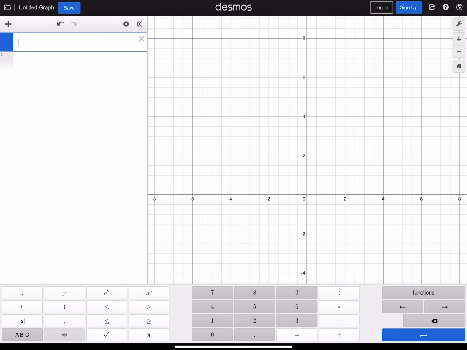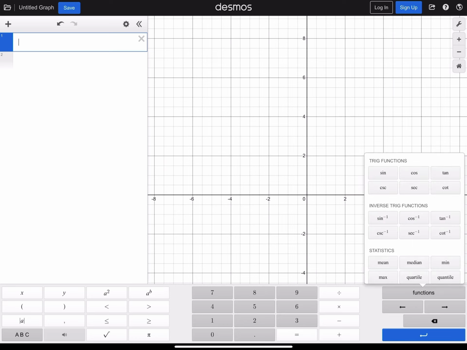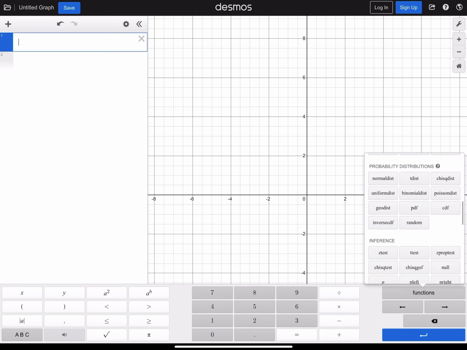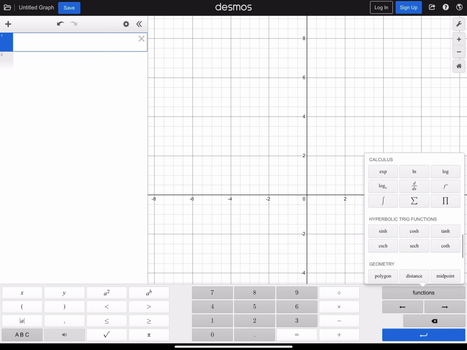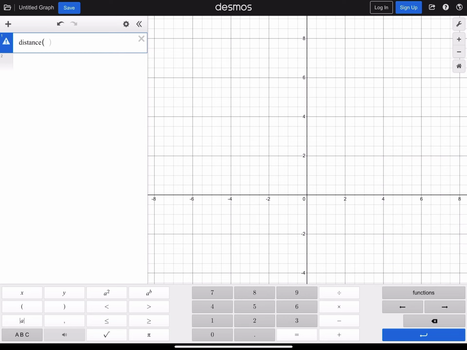A last couple of formulas that can be very helpful, especially when we're dealing with circles, would be distance and midpoint. Again, you can get to these by typing out distance or midpoint. You can also come down here and find them within the functions button, in the geometry section. For distance, you would just do 2 points, both in parentheses. So let's say you wanted to find the distance between 2, 0 and 10, 0.